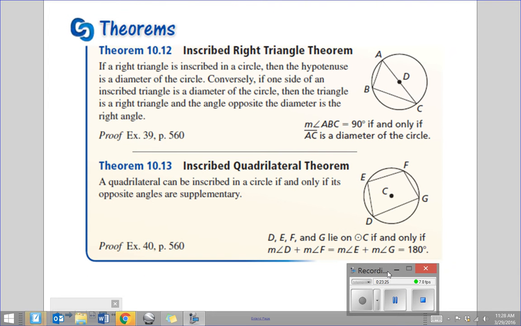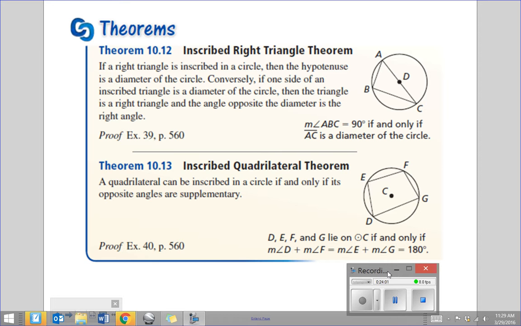So, inscribed right triangle theorem. If a right triangle is inscribed in a circle, then the hypotenuse is a diameter of the circle. Oh, very nice. Conversely, if one side of an inscribed triangle is a diameter of the circle, then the triangle is a right triangle, and the angle opposite of the diameter is the right angle.